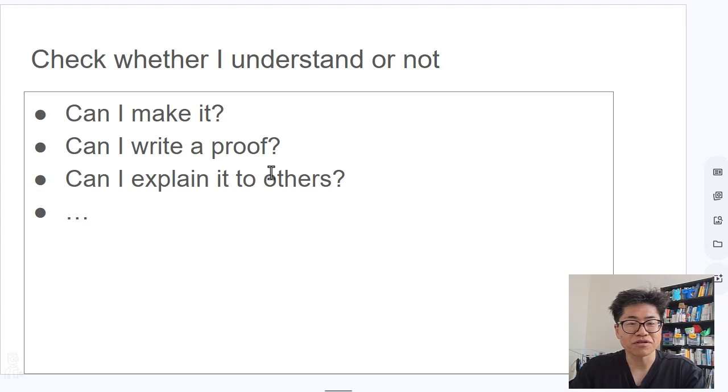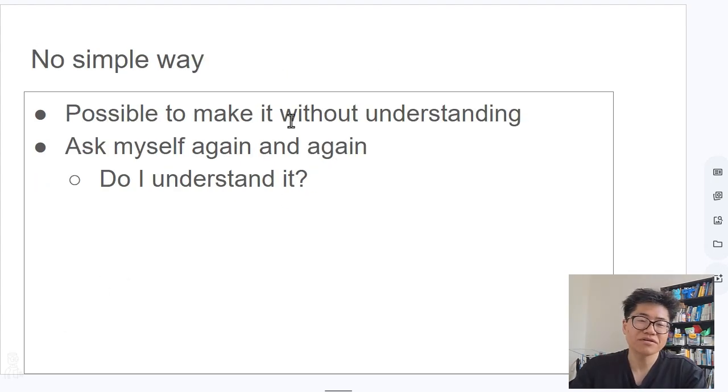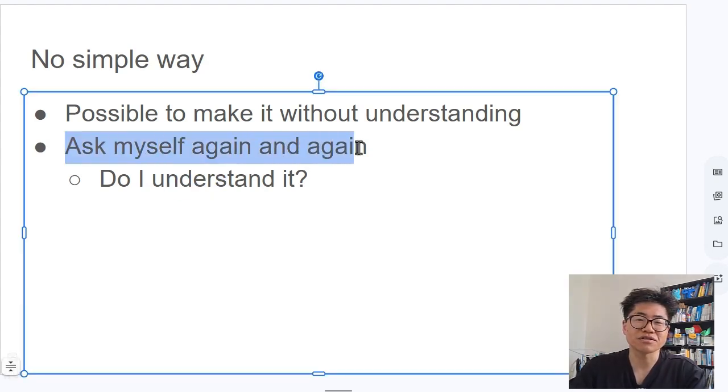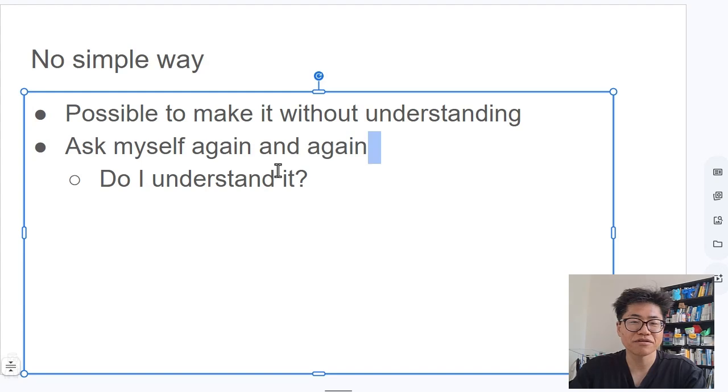There are so many different ways of understanding. One way to check is to ask myself, can I make it? Can I write a proof? Can I explain it to others? Making something is a good way to understand, but it is actually not enough, because it is still possible to make a lot of things without understanding. It is a good tool, but it doesn't guarantee the end. So I am still asking myself again and again, do I understand it? This is one such journey of mine to understand.